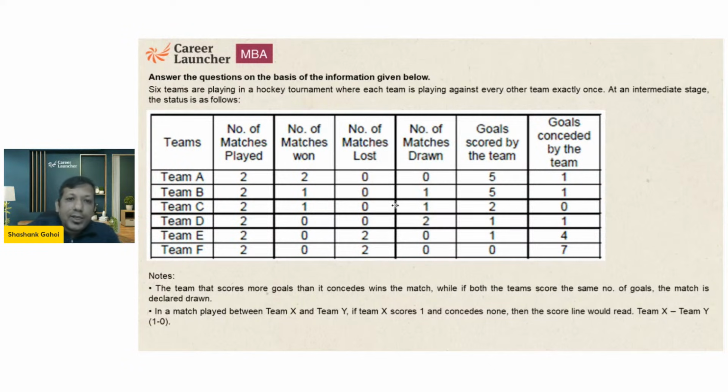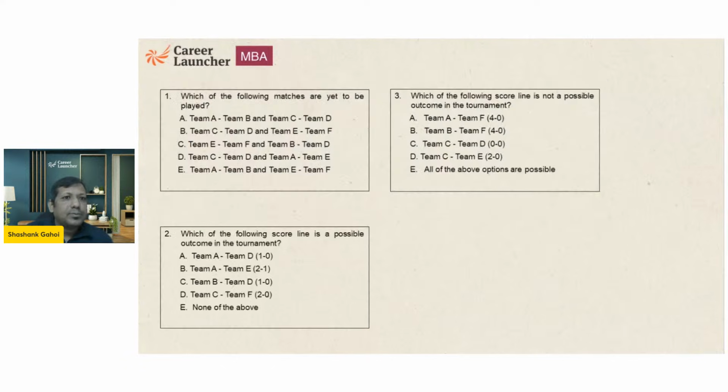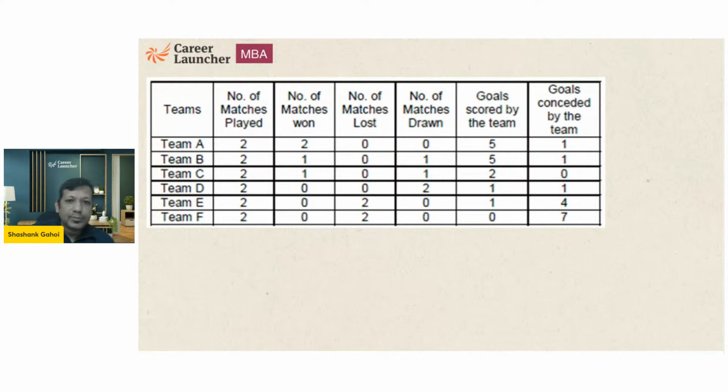Okay. Now what are the other things? The table gives the number of matches won and the number of matches lost. Total goals scored and total goals conceded by every team are given, and the number of draws is given. Now let's see. Which of the following matches are yet to be played? Which score line is a possible outcome in the tournament? Which of the following score lines is not a possible outcome in the tournament? Okay. So it is a set of games in a tournament.